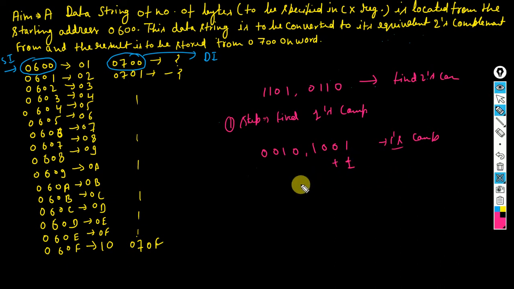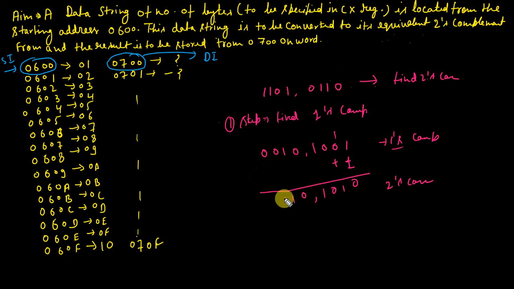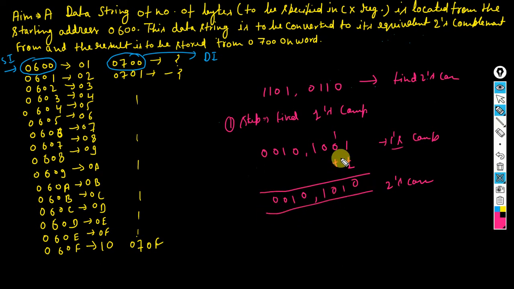at the LSB, and you get the 2's complement. 1 plus 1 is 0, carry 1, and you get the result. This is the 2's complement of this number.